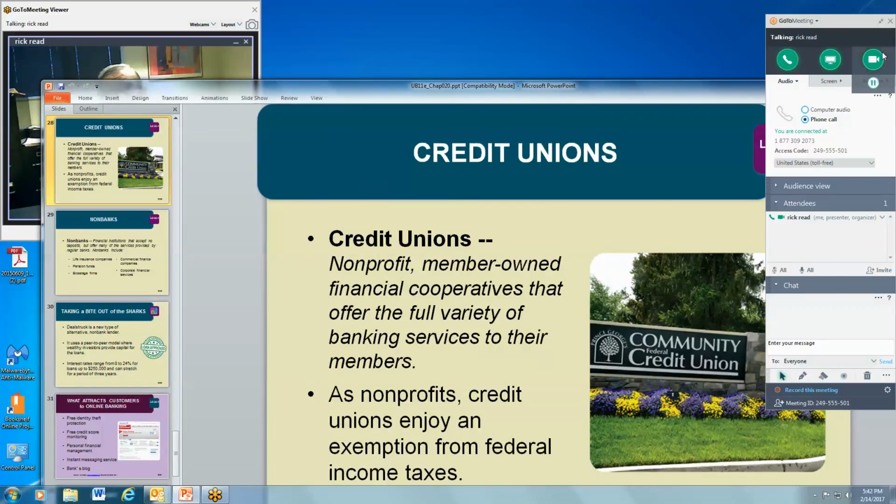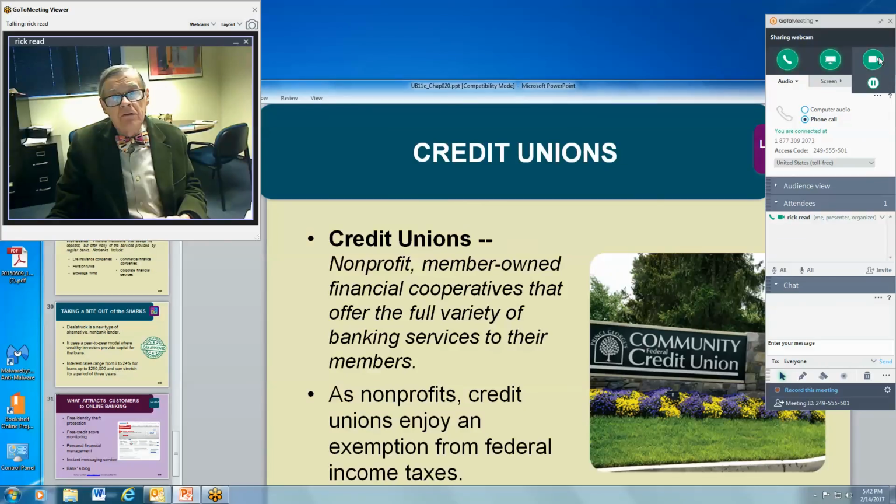Credit unions are nonprofits, much different than either savings and loans or commercial banks, owned by the depositors, a financial cooperative. A lot of times you have to belong to an organization of some kind to belong to the credit union. A large credit union around here in Cincinnati is the GE Credit Union, General Electric. So you either have to work for General Electric or have some other relationship with General Electric before you could join a GE Credit Union.